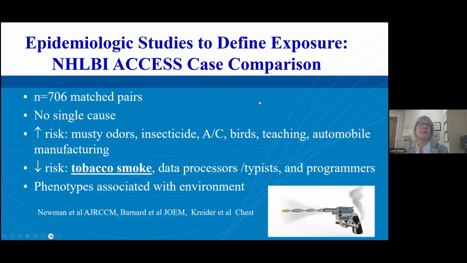So I'm going to take a step back and talk about a study that was done many years ago. Again, this ACCESS case-control study that the NIH funded, where they really set out to define the etiology of sarcoidosis, and guess what? Didn't. And it was a matched case comparison study. Our group at National Jewish undertook very detailed exposure questionnaires and found some risk factors: musty odors, insecticides, air conditioner, birds, teaching, automobile manufacturing. In general, organic and inorganic exposures in the workplace. They found a decreased risk with tobacco smoke, which has been found in other situations, but not in all settings where it's been looked at. They also found some phenotypes associated with environment. And again, I always like to show this picture that genetics may load the gun, but the environment pulls the trigger. So again, this is this gene-environment interaction in sarcoidosis.